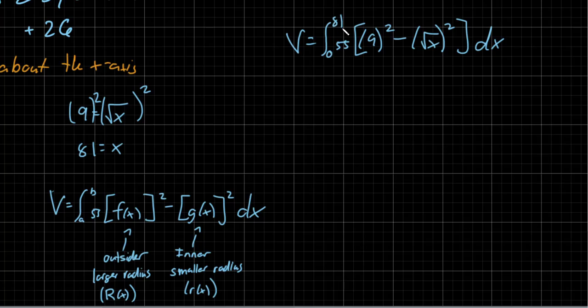Okay, this was a homework problem, so keep going with this one. You can take out pi now. So 9 squared is 81 minus x.